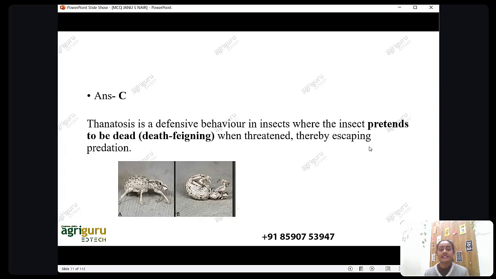So it is a defense behavior in insects where the insect pretends to be dead, that is, acting like dead when threatened, thereby escaping predation. Even if the answer you are telling is wrong, you guys be free.